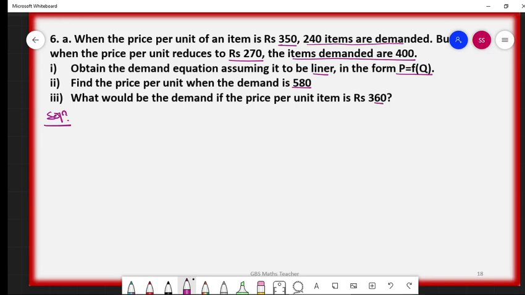Yes. Now the solution. First of all, we have to develop the linear equation in terms of P equal to f of Q.